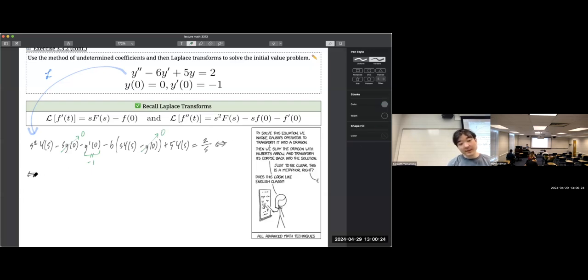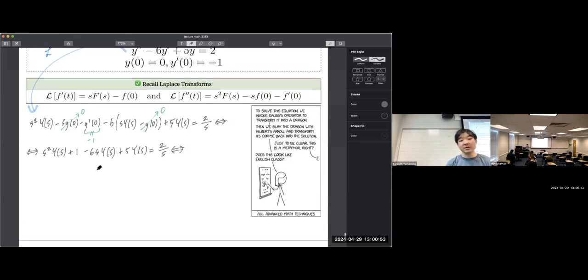And then it simplifies to s squared capital Y of s. This is 0. This is going to be negative of -1, so +1. And then this is going to be minus 6s Y of s. And then there's going to be a 5 capital Y of s, equal to 2 over s. And then I'm just solving now. I'm going to just solve for capital Y of s. It's just an algebra problem now.